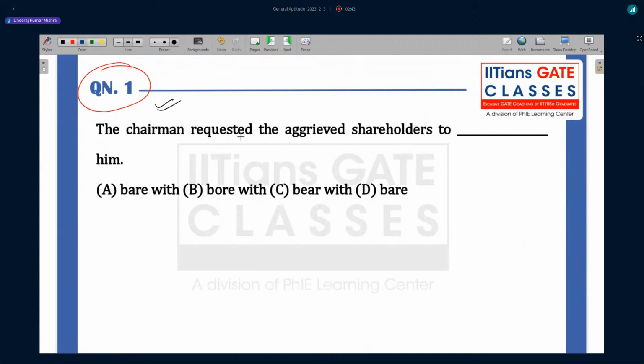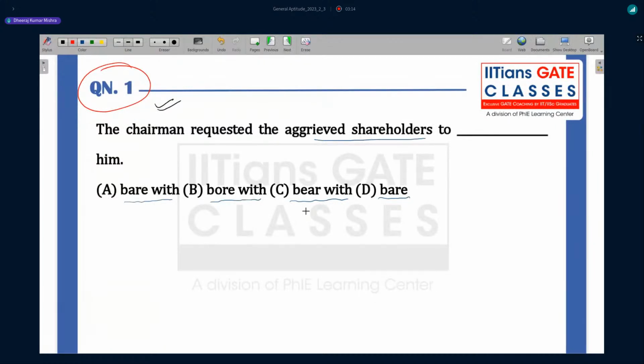The chairman requested the aggrieved shareholder. Even if you don't know the meaning of these sentences, at least you can fill this blank. The chairman requested the aggrieved shareholder to bear with him, to bore with him, to bear with, and the bear, right? I think many of you might be using these kind of words, bear with me, right?